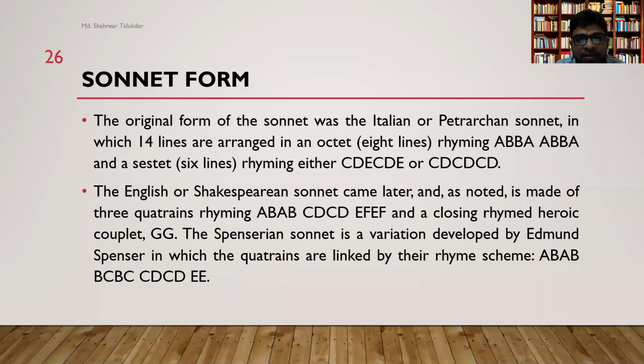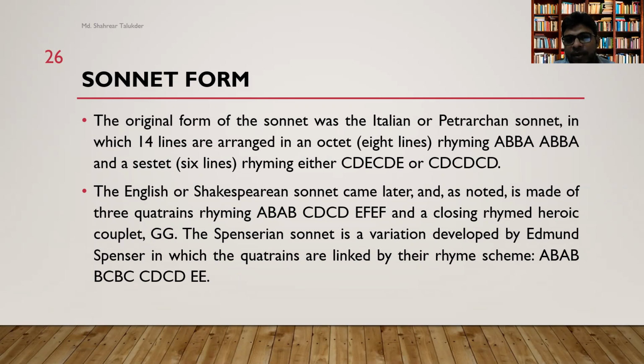Now, some more thematic things, and after that we will have some examples, so it will help you to understand it. The original form of the sonnet was Italian. So we talked about the English or Shakespearean sonnet. Now we're going to talk about the Italian or Petrarchan sonnet. Also, it has octet and sestet, but here the rhyming pattern is different. As you can see, A, B, B, A, B, B, A. You see the first quatrain and second quatrain have the same rhyming pattern.